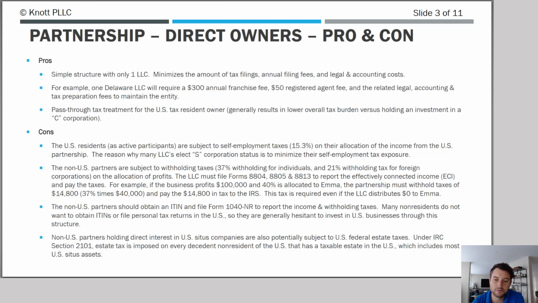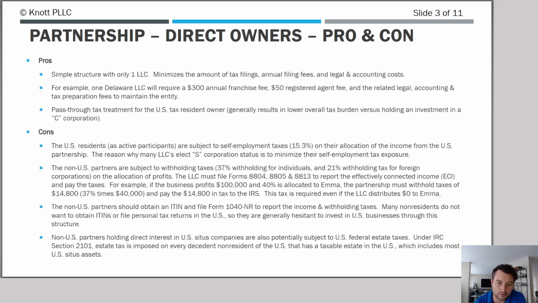So the ITIN application process is relatively straightforward, but as I note here in the second sentence, a lot of non-residents don't want to obtain an ITIN because they just don't want to be on the map, so to speak, in the U.S. on a personal level, and they don't want to go through the exercise of filing tax returns, right? And that's fair. And so that's one reason why we structure things a little differently, and we'll see those in the examples later on in the slide deck.